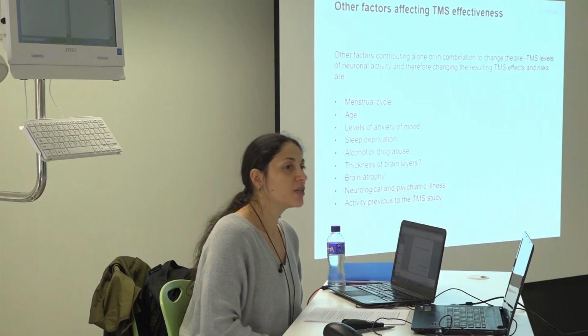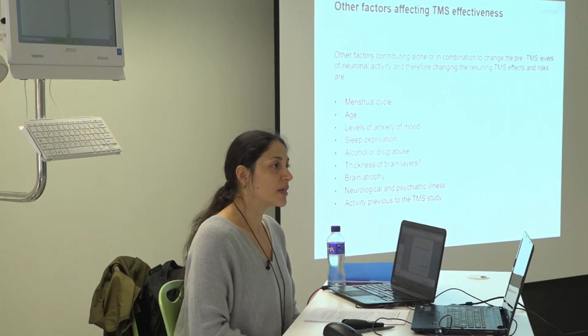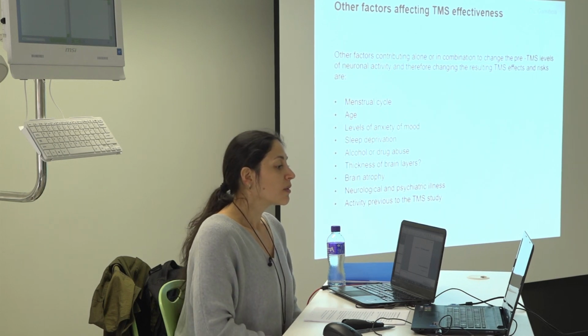Brain atrophy, neurological and psychiatric illness. That's why in your study you need to write that. That is an exclusion criteria. Well, it's my suggestion, you don't have to, but better if you do.